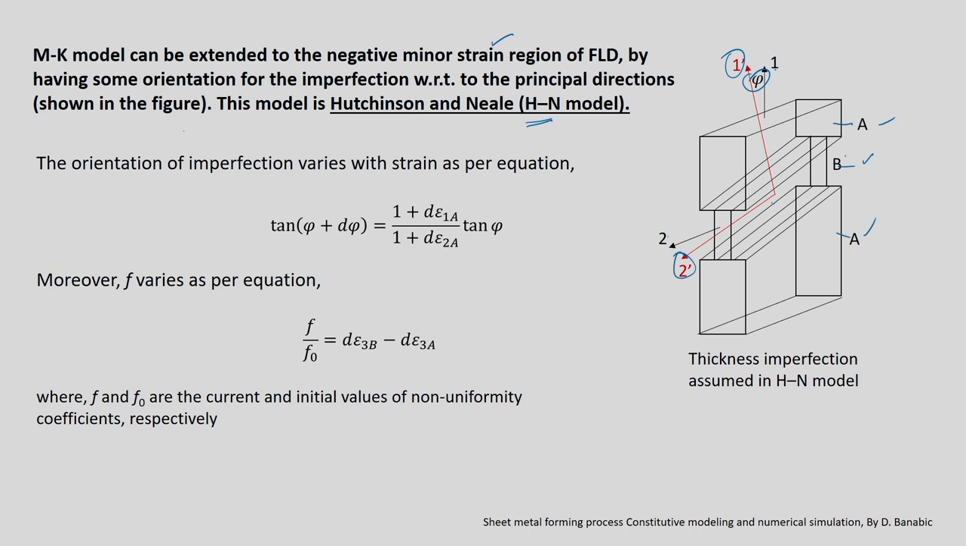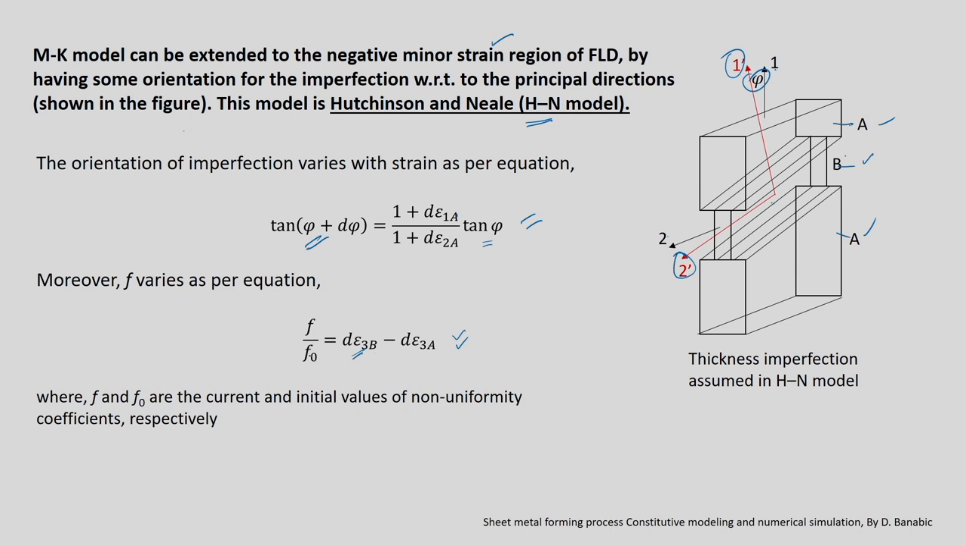I will not go into the equations and discussion. The only thing is, I have written two important equations here. One, how this angular orientation phi is going to change with strain. The orientation of imperfection varies with strain as per this expression: tan(phi plus d phi) is equal to (1 plus d epsilon 1a) divided by (1 plus d epsilon 2a) into tan phi. And f, which you are going to assume as tb by ta, may also vary as per this law: f by f naught is equal to d epsilon 3b minus d epsilon 3a, where d epsilon 3 is nothing but your incremental thickness strain in the B and A regions. Here also A region. So, this is the A region.